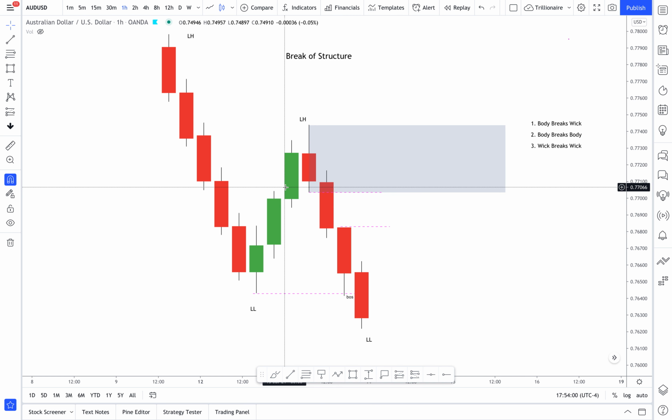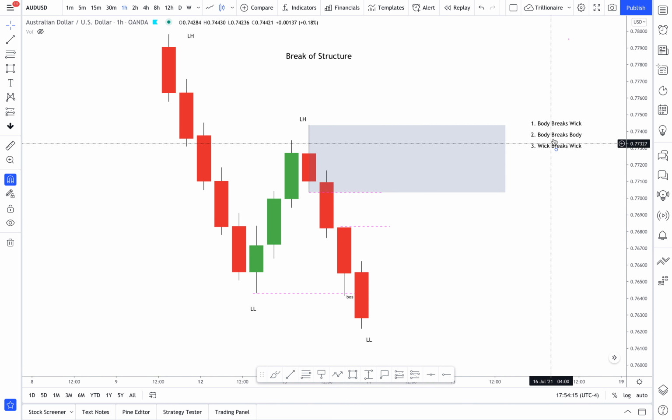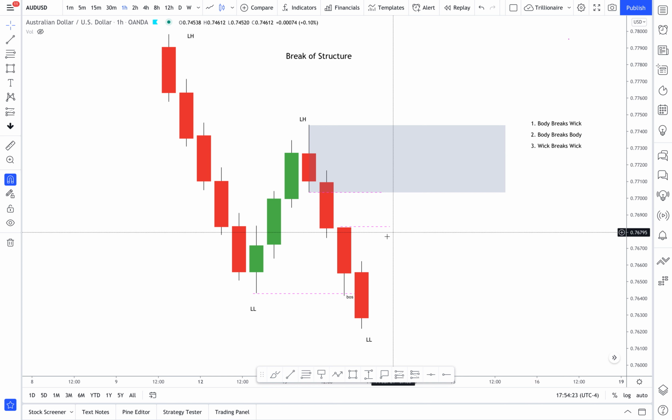An order block is only valid if we break structure, and then to add even more confluence, if you see imbalance in price. Right here, this is an imbalance, it's inefficient, which we will get into in a different video. So that's your first break of structure: body breaks wick, and it's honestly my favorite.